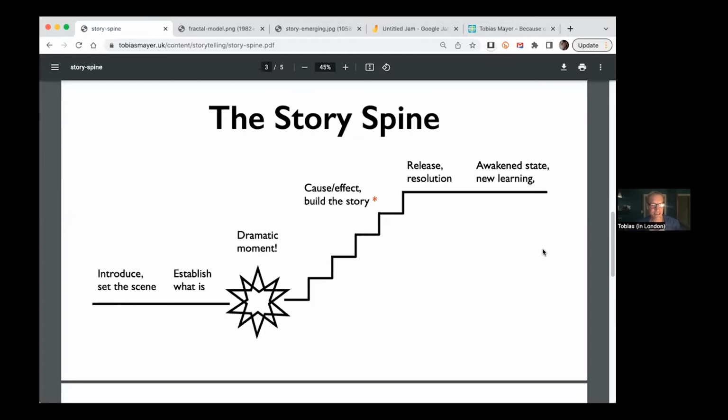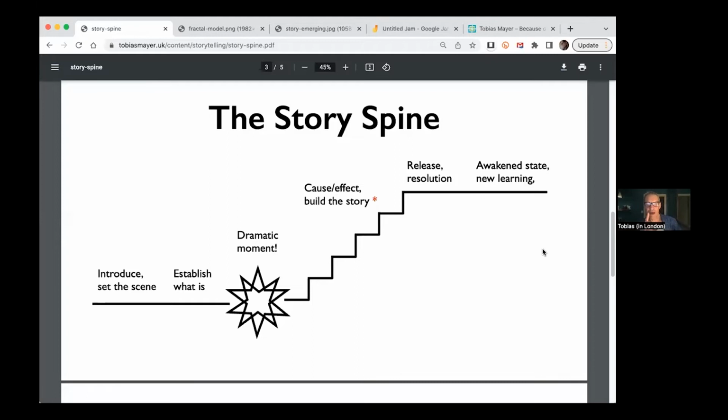Yeah. So our scene was, we're all on Zoom. We're familiar with Zoom. We all think we know how Zoom works. And there was a little bit of concern about, should we do breakout rooms? And then the dramatic moment was, I suppose, it was Milian trying to open the breakout rooms.